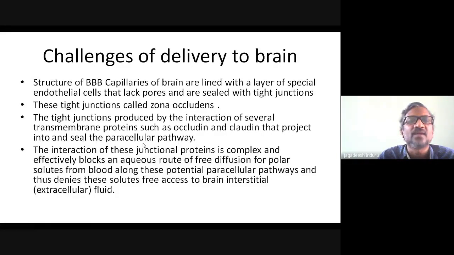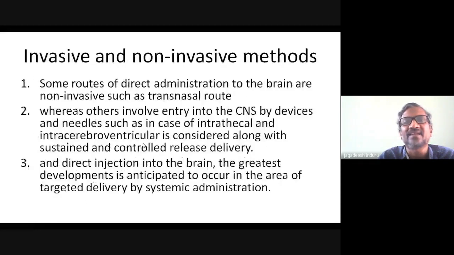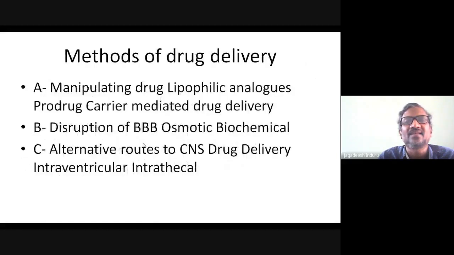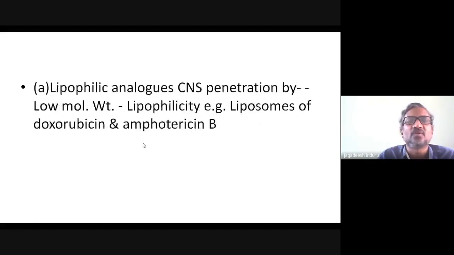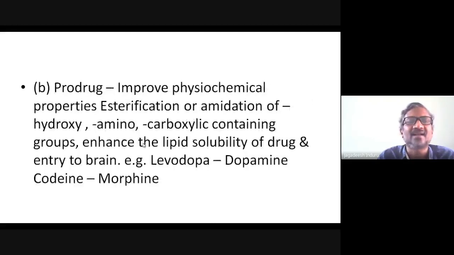So we have different approaches, invasive and non-invasive techniques, to enter into the brain. Among the methods of delivery, we have seen that we use lipid moieties by enhancing the prodrug concept, and we also disrupt the blood-brain barrier by giving a hypertonic mannitol solution, so that we have enhanced permeation. These are alternatives to direct injection, such as at the lumbar space by intrathecal injection or intraventricular injections. We have seen these approaches as examples, and we discussed them earlier.